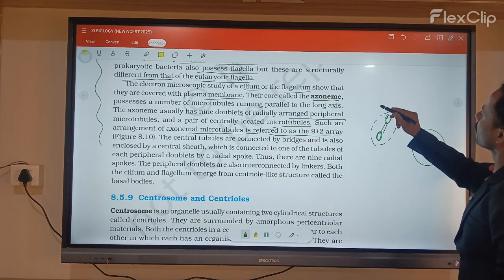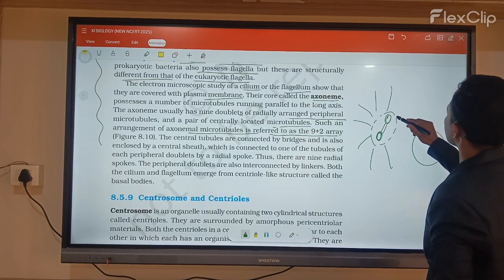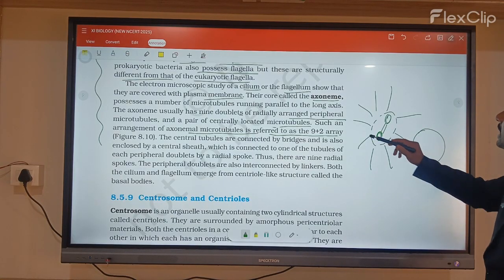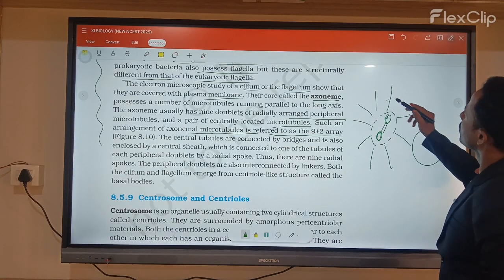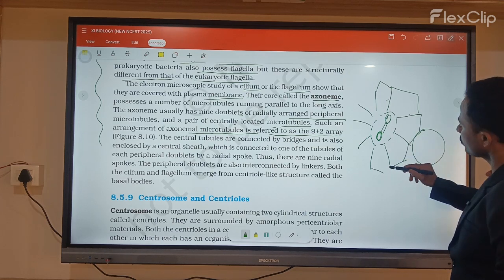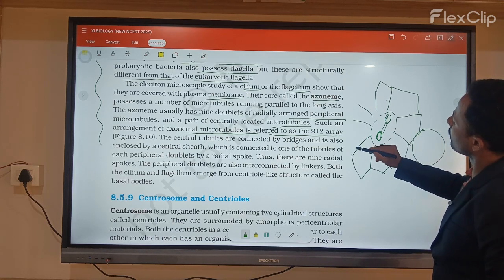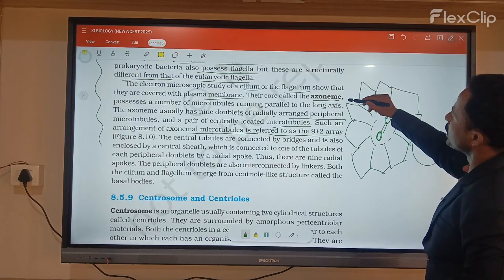Here you can see they are arranged as 9 peripheral tubules, and completely arranged so that they appear as a 9+2 arrangement.